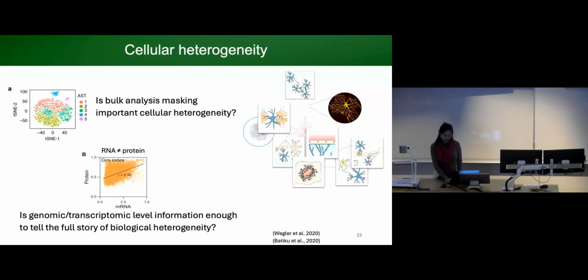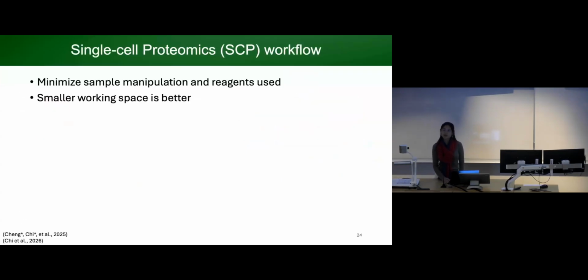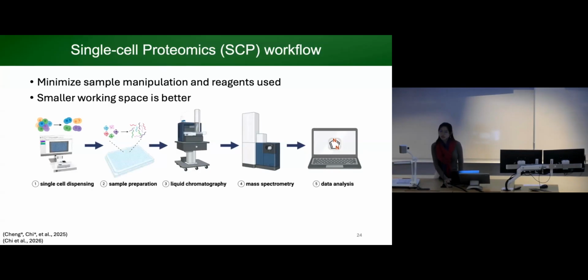This is when our lab moved on to see if we can find a way to study proteins on the single cell level. But because we're doing single cell level analysis, the sample amount is very small from the beginning, which is why, when we try to establish and optimize the workflow, we're trying to really minimize the sample manipulation and reagent used, as well as decrease the working volume as much as we can. This is the generic workflow that we have currently in the lab.